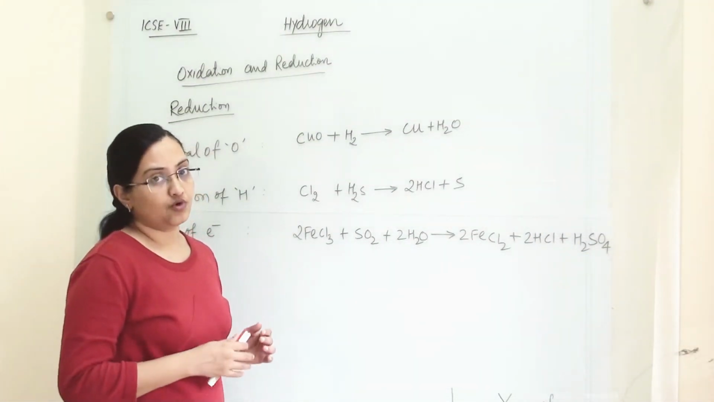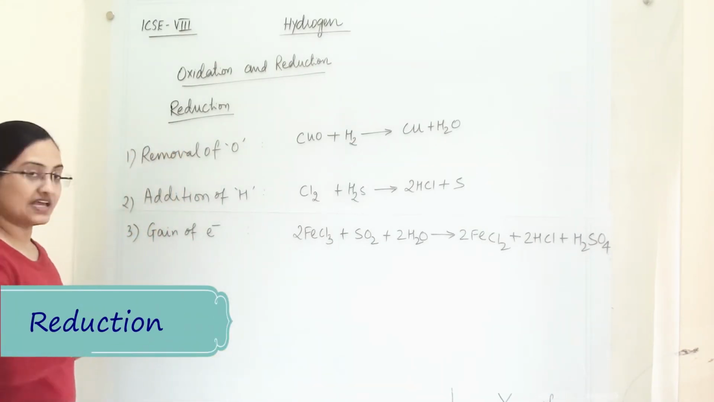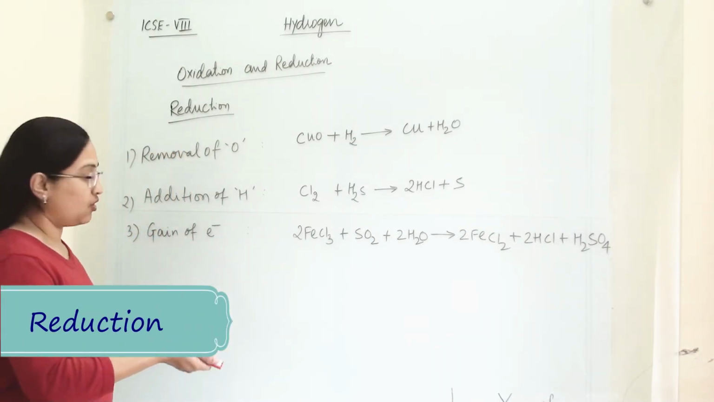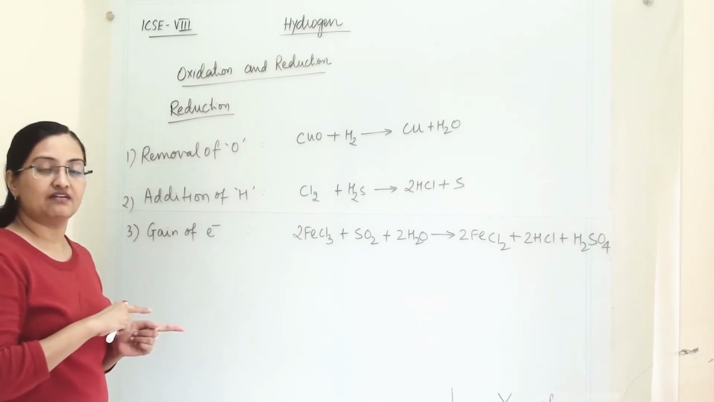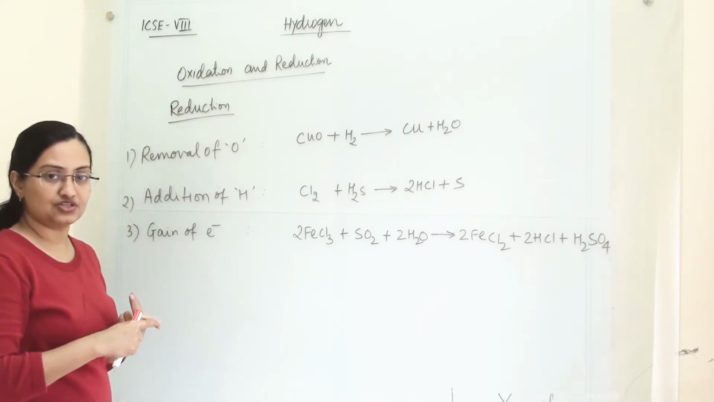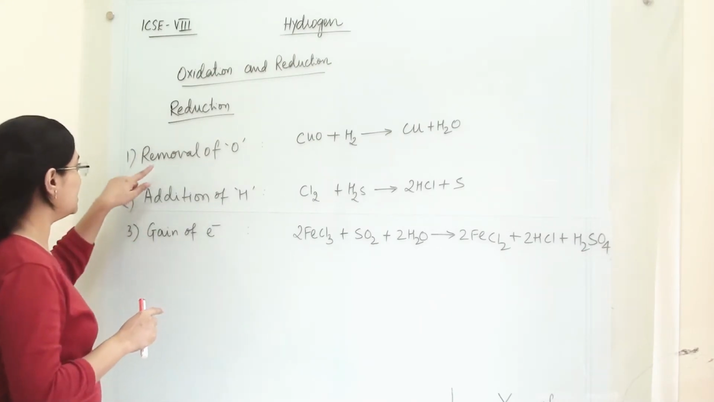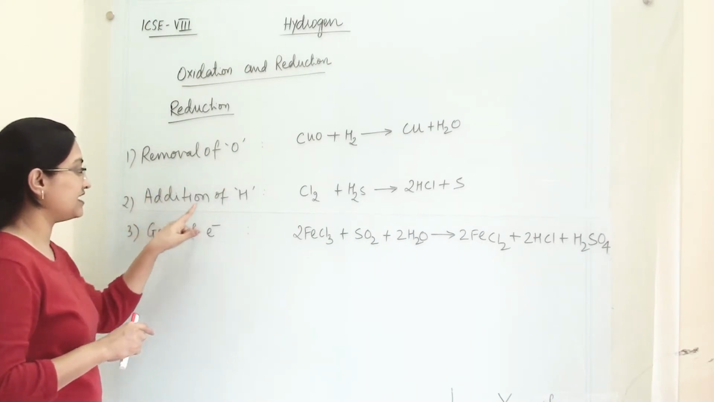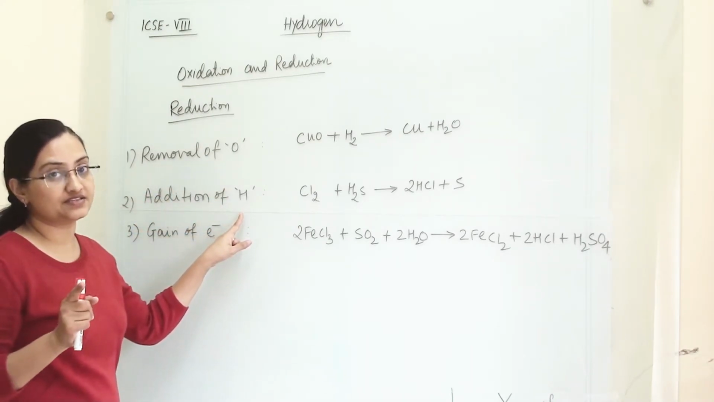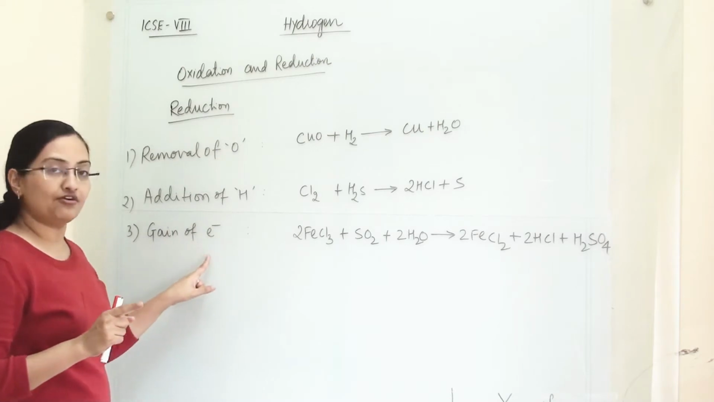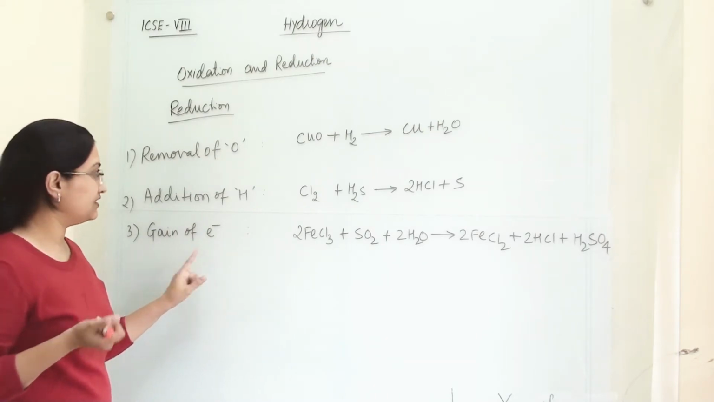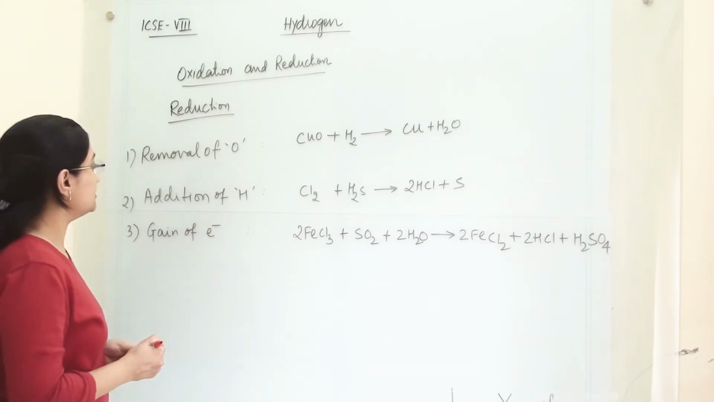Now we will learn what reduction is. It is exactly opposite to oxidation. In oxidation we have learned addition of oxygen and removal of hydrogen. Here, removal of oxygen and addition of hydrogen is termed as reduction, and gaining of electrons is termed as reduction. We will see an example of each one by one.